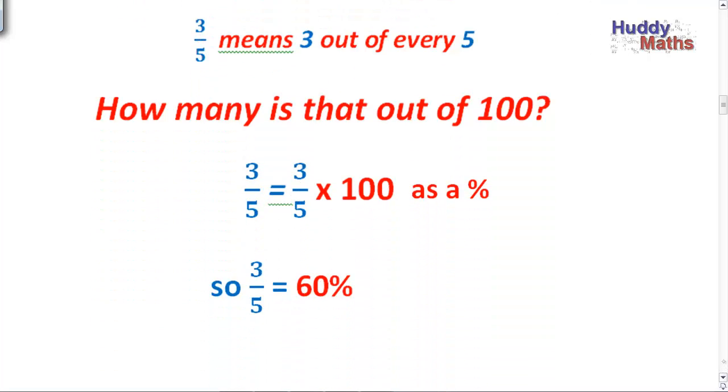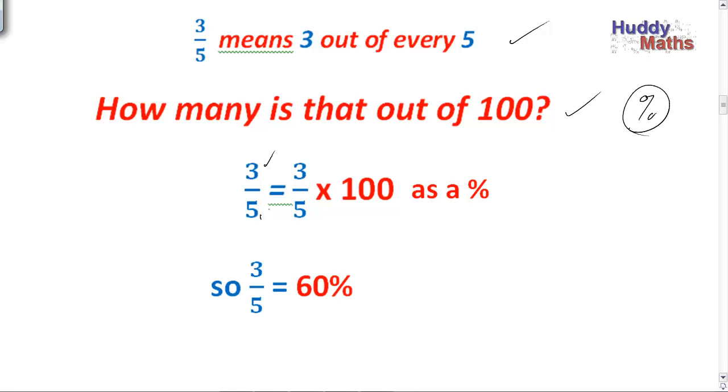3/5 means 3 out of every 5. And our question is, how many is that out of 100? Because we want to change everything to a percentage for easy comparison of stuff. And you're going to see it right at the end. There's a good puzzle at the end. You're going to be amazed at the importance of percentages. Okay, so let's do it.